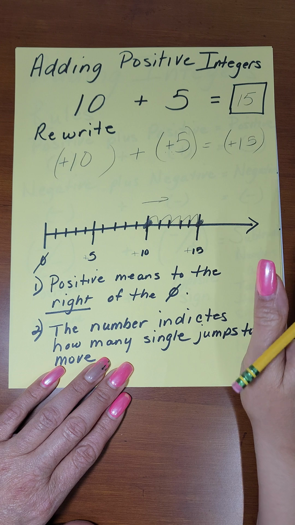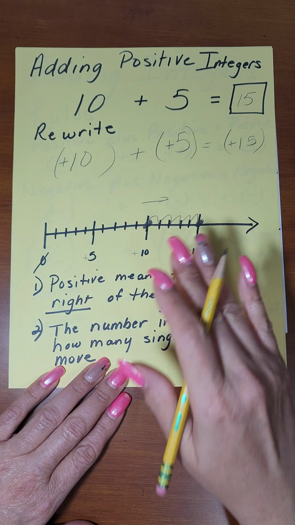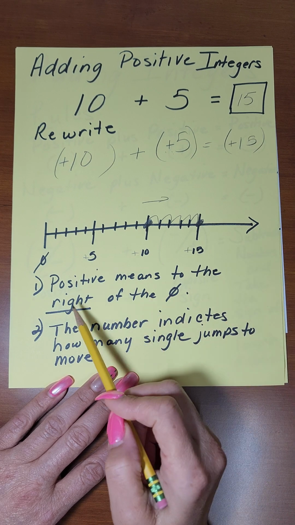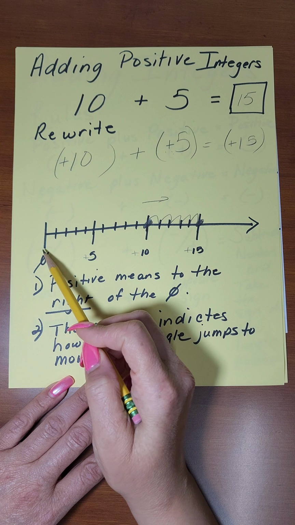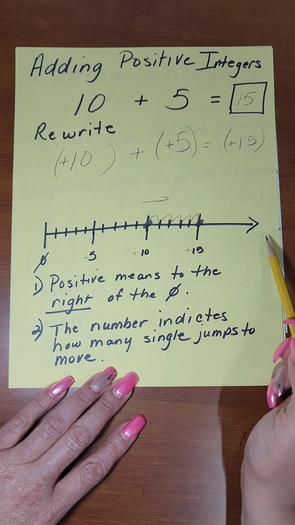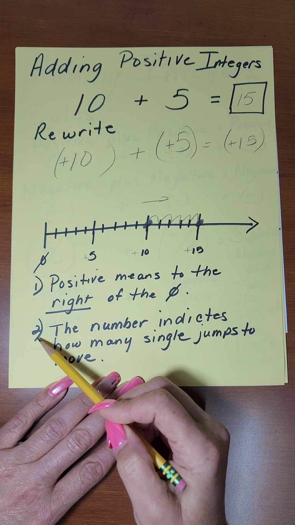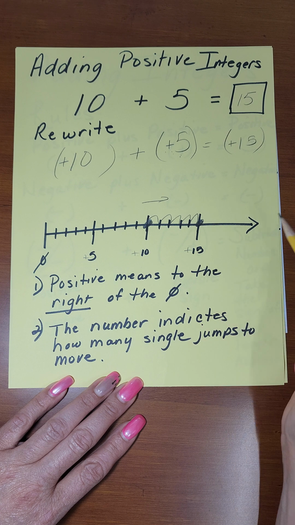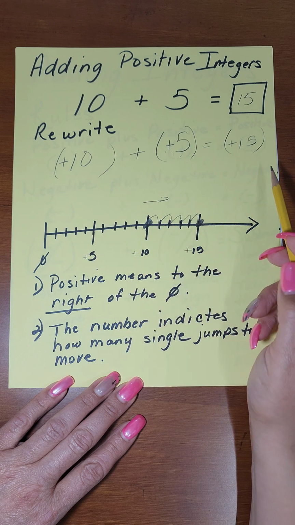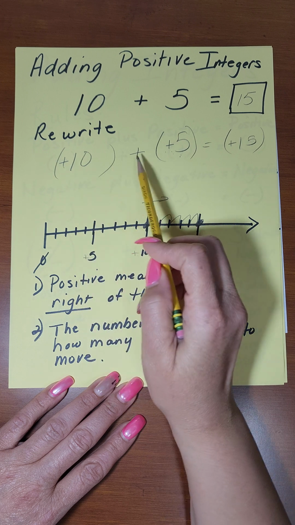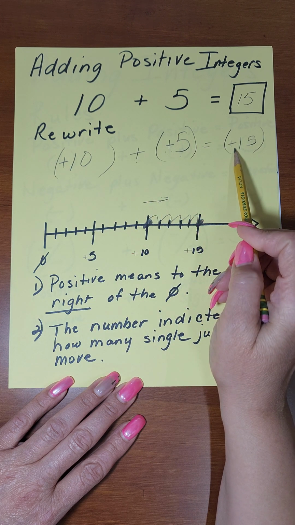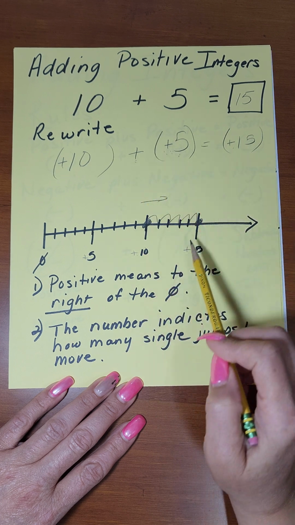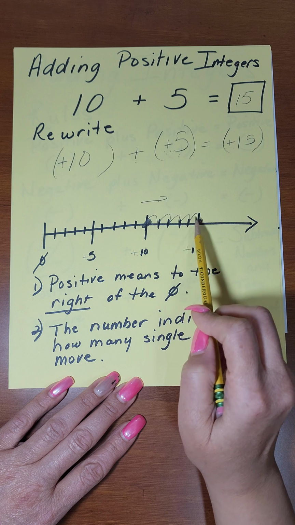This is going to make sense more as you begin to graph and all of that. So I like to do the introduction very early so that you can understand the concept that the positive means, in this case, that you're going to the right of the 0. Two, the number attached to the positive sign is telling you how many single jumps to make. So that's how you get there. So the rule, a positive plus a positive equals a positive. You start off at 10 on the number line and you add 5 steps to the right. 1, 2, 3, 4, 5.